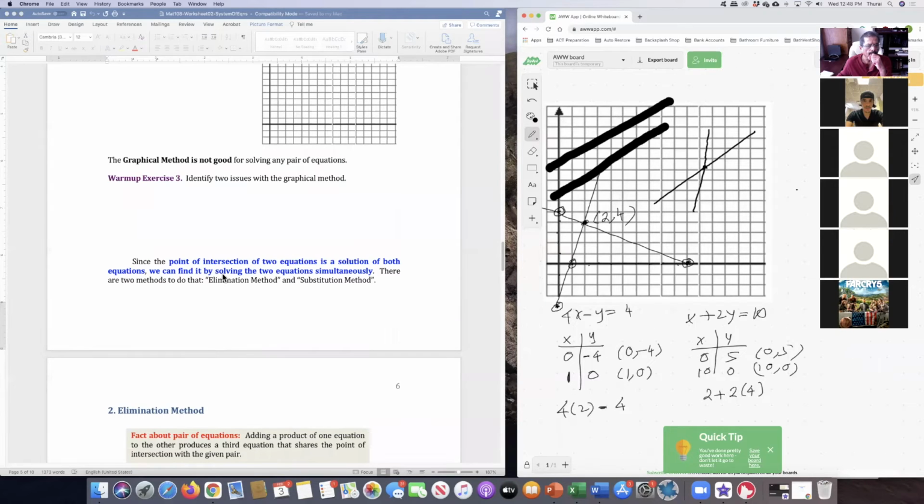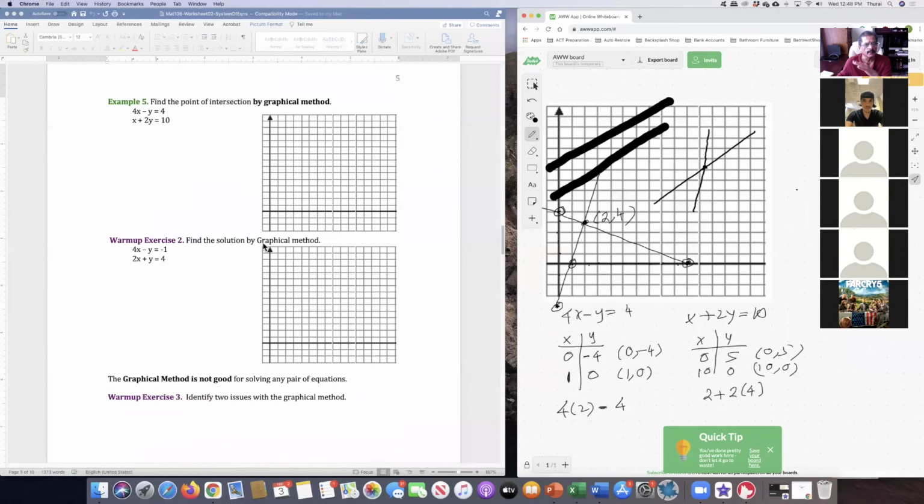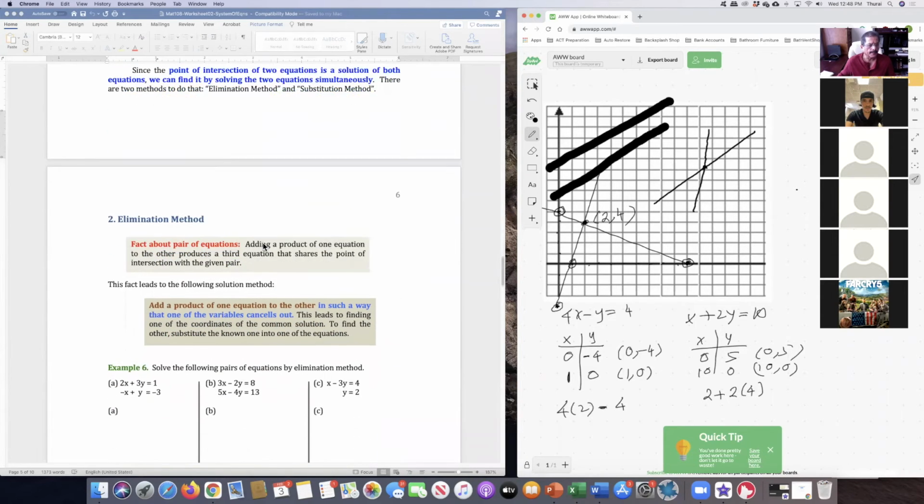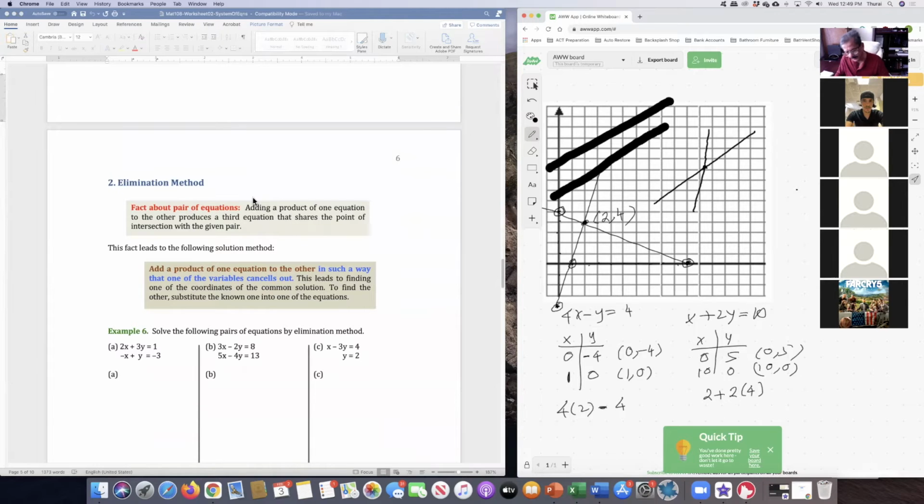So now the point of intersection is the solution of both equations. I already explained that. So that means we can find that point by solving the two equations simultaneously. Simultaneous solution, the method is called elimination method, one of the methods. So the graphical method is the first one, which is to graph and find the point of intersection. The second method is called elimination method. In this method, we will be finding the actual solution of the equation by using a certain process.